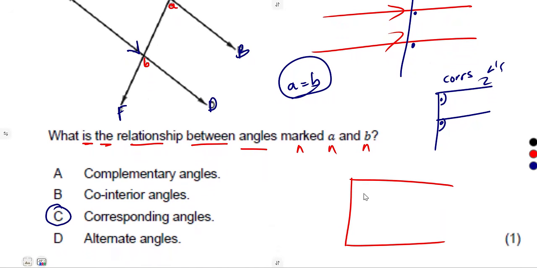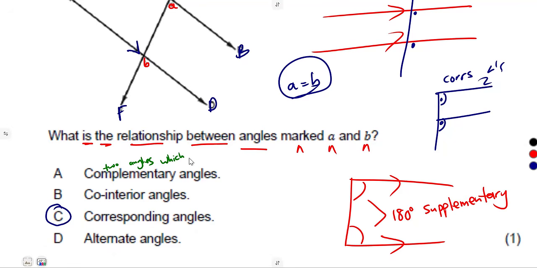Sorry for that. So if we are given this one and this one, they are co-interior angles which add up to 180. So adding to 180 is what? Supplementary. So guys, there'll be a lot of terms, but you just need to know them. There's no way around it. So complementary, two angles which add up to 90 degrees. Supplementary, two angles which add up to 180.